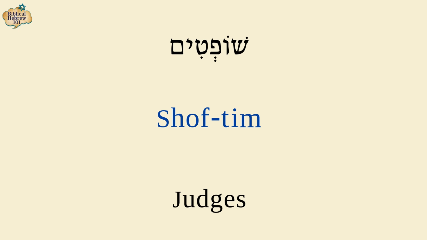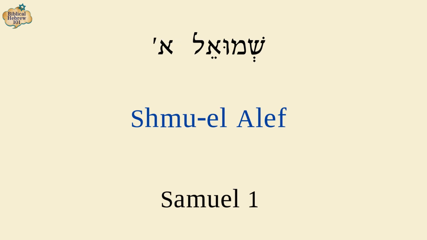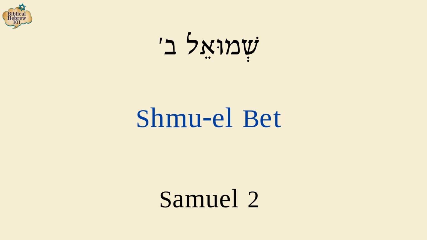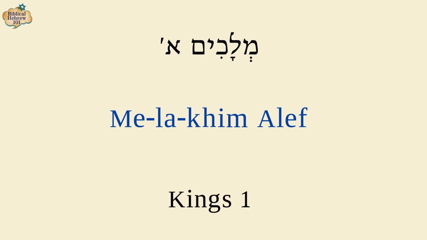Shoftim, meaning judges. The next book is Shmuel Aleph, Shmuel Aleph, meaning Samuel 1. The next book is Shmuel Bet, Shmuel Bet, meaning Samuel 2. The next book is Melachim Aleph, Melachim Aleph, meaning Kings 1.